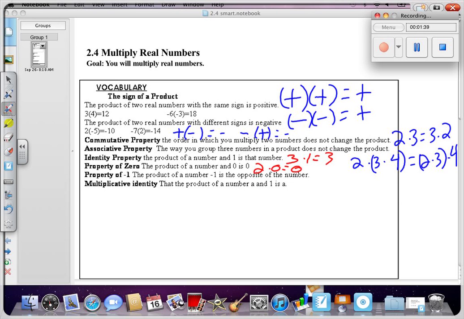The product of negative 1, anything times negative 1 is the opposite. So if you have 4 times negative 1, you get negative 4. It's opposite. Multiplicative identity, the product of a number A and 1 is A. So it's just like the identity property. All right, let's move on.